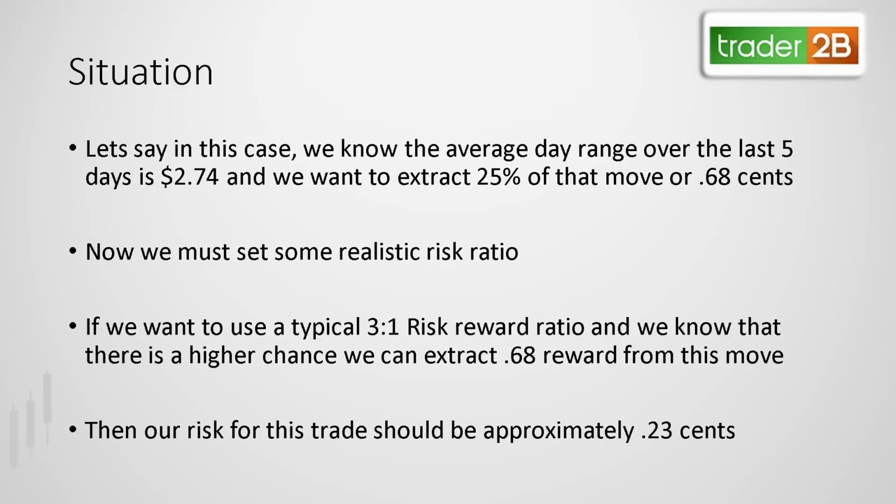If we want to set up a typical 3-to-1 risk reward ratio, then we would want to set our risk at about 1/3 of that 68-cent reward, which is roughly around 23 cents. So when we enter a trade on MU, we are risking somewhere around 23 cents to make a 68-cent reward. And because that's only a 25% average day range on this particular stock, we know that there's a very high chance that we can achieve this target.